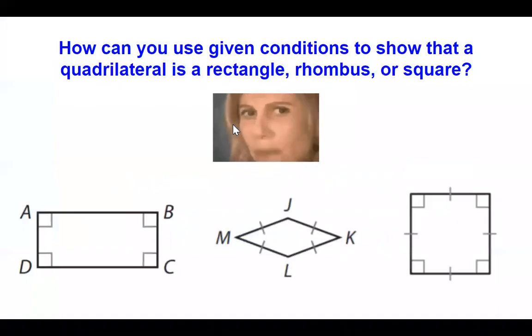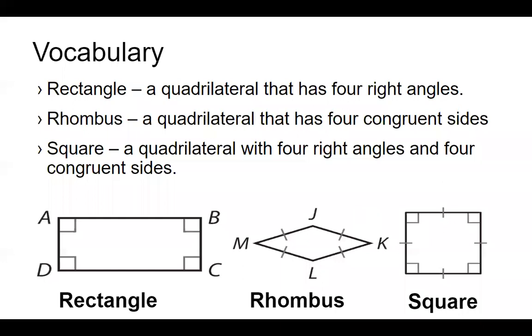So the question for today is: how can we use the given conditions to prove that we have either a rectangle, rhombus, or a beautiful square? Now, here's our vocabulary. These are the definitions that automatically give us the figures. A rectangle is a quadrilateral with 4 right angles. A rhombus is a quadrilateral that has 4 congruent sides. A square is a quadrilateral with 4 congruent sides and 4 right angles.